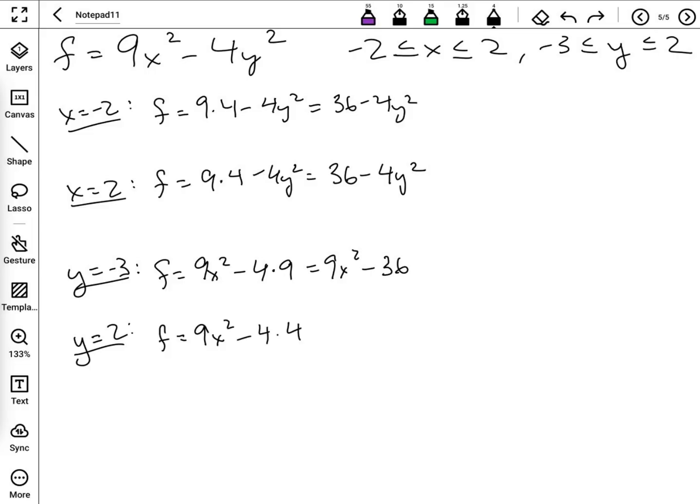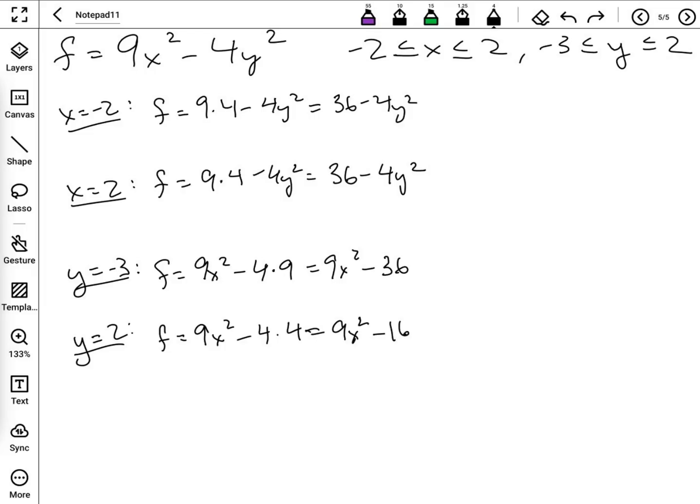So here I'm just plugging in my y squared is 2 squared. It doesn't match the 9 before because this rectangle is off-centered for whatever reason. So that's going to give me 9x squared minus 16.